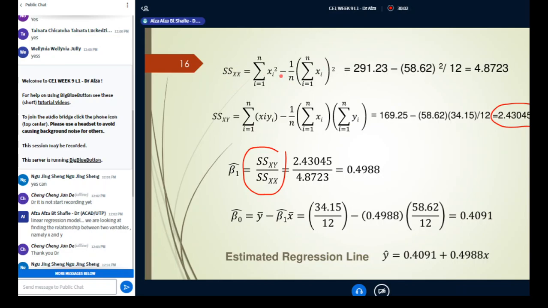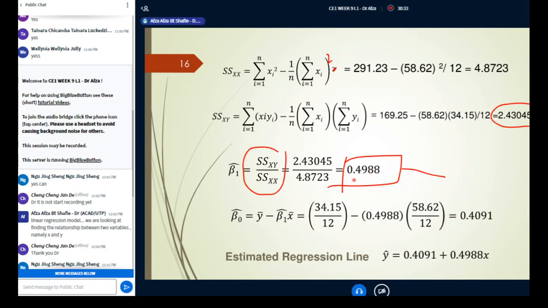Then we get the denominator, the sum of squares of the x. Again, just put in the value. Summation of the whole lot squared first, and then summation of xi, the whole thing squared. So this one is actually up here too. This gives you 4.8723. Then we put inside this, so we will end up with this. So this is now the estimated slope, or the estimated gradient, 0.4988.